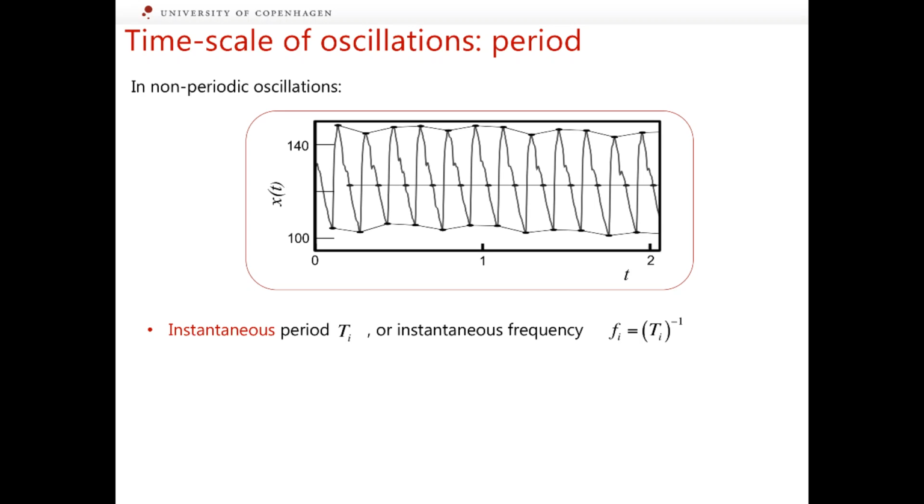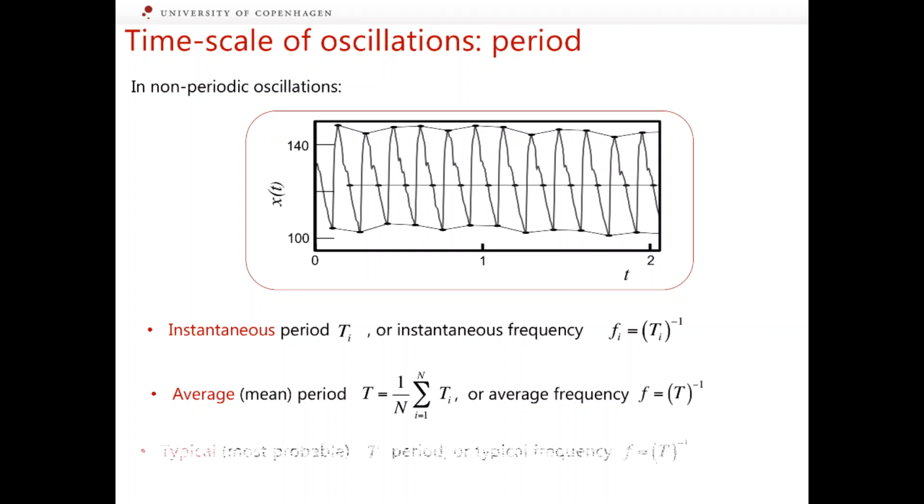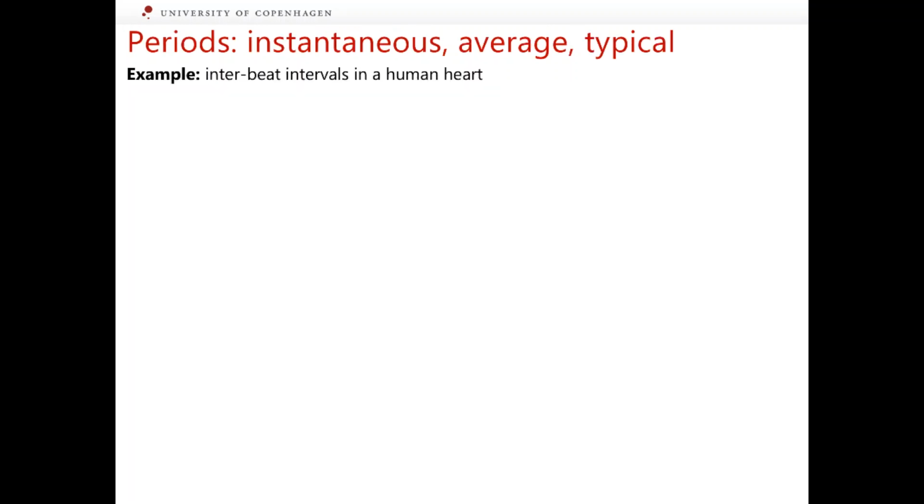However, it might not be convenient to operate with many periods. We would prefer to have just one number to characterize a time scale. We can obtain this number by averaging all instantaneous periods over time and ending up with an average period T and with its inverse, the average frequency. Alternatively, we can consider the most typical period and the respective most typical frequency. To obtain the most probable period, we need to estimate the probability density function from instantaneous periods.